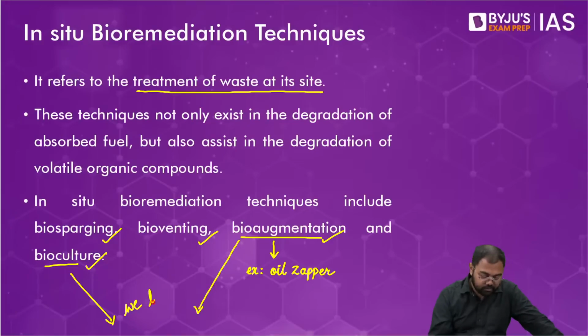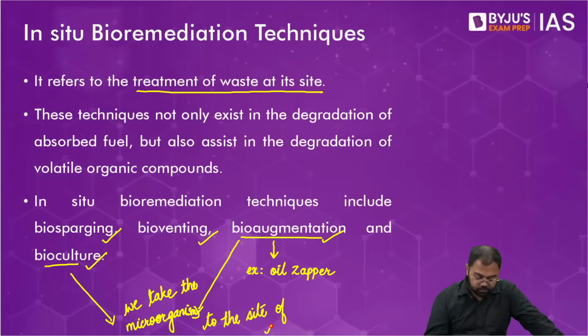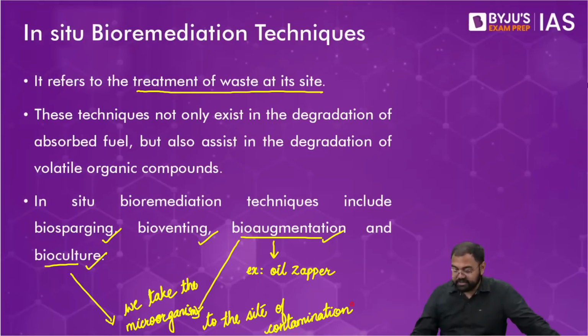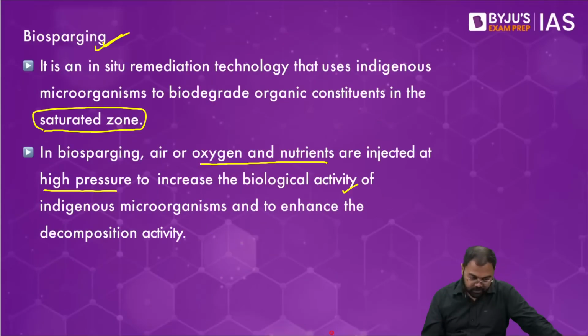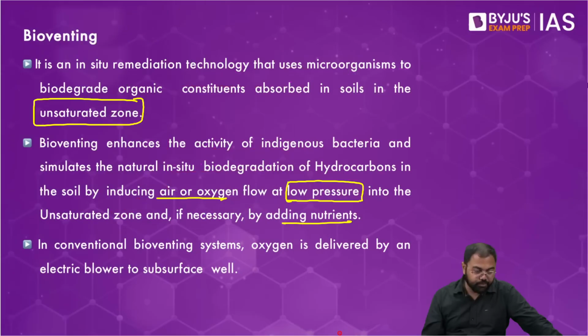So that's why in case of bioaugmentation and bioculture, we take the microorganisms to the site of contamination. So that is the basic difference. Here we'll see that this will be taken to the site of contamination, whereas in case of biosparging and bioventing, they are already present, just that you are trying to enhance the activities. So this is what happens in in situ bioremediation.